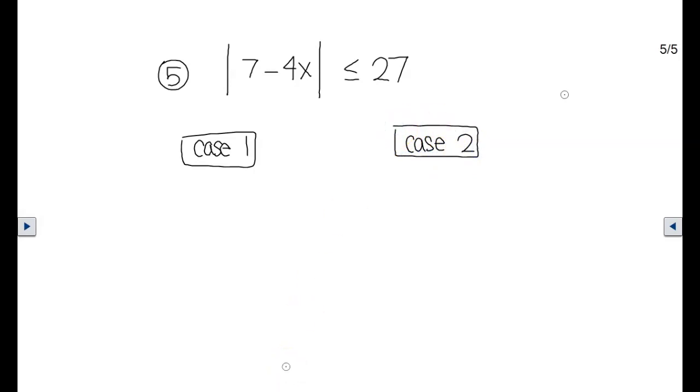Case 1 is our as-is case. So recopy this problem, leaving off the absolute value bars. So you're going to say 7 minus 4x is less than or equal to 27. Just like the problem, except we take off those absolute value bars. Case 2, we take case 1 and change the ending. The 2 things we're allowed to change. So it's still going to say 7 minus 4x, but instead of less than or equal to, it's going to say greater than or equal to. And instead of 27, it's going to say negative 27.